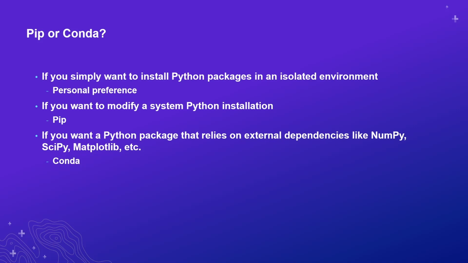If you want to modify a system Python installation, pip is a little bit easier because system Python installations are not inherently isolated. And Conda's only purpose is to create new and manage existing isolated environments, and the system Python installation that you might have installed is not isolated. So to modify that, you would have to use pip. If you want a Python package that relies on external dependencies like NumPy, SciPy, Matplotlib, anything that was built outside of Python, you're going to have to use Conda. Those will only be available from the Conda repository. Those will not be available straight from PyPI.